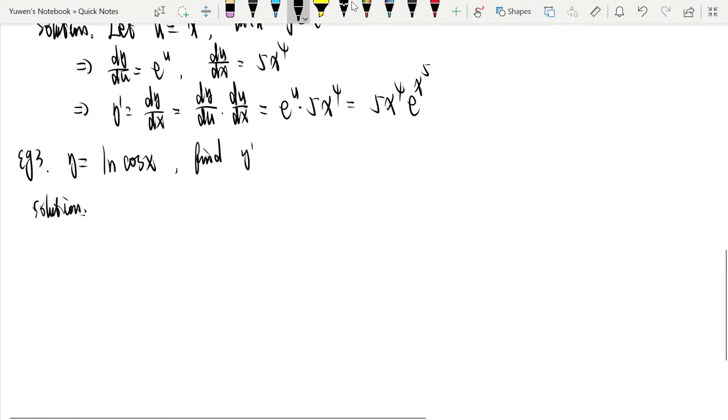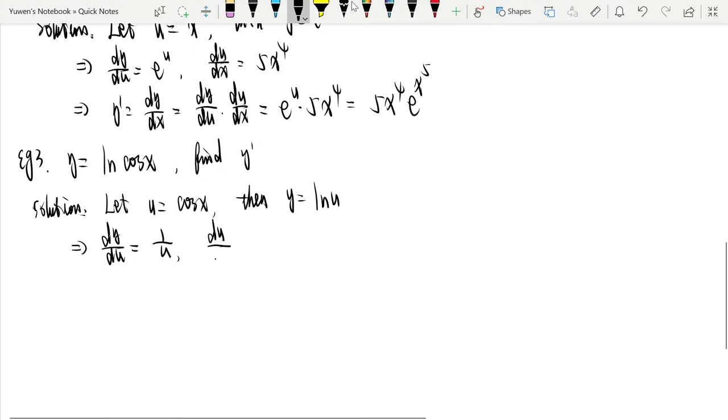The solution is, we let u equals cosine x, then y equals log u. So we have dy over du, that is 1 over u, and du over dx, that is negative sine x. So y prime, that is dy over dx, that is dy over du times du over dx. Dy over du, that is 1 over u.